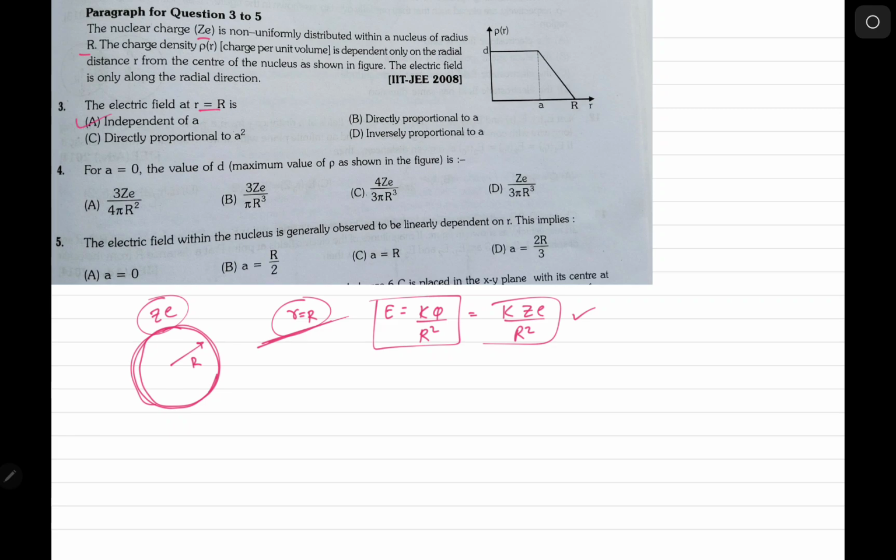Second is, for A equal to 0, the maximum value of rho as shown in the figure. So for that we need to find the value of rho, the maximum value of rho as shown in the figure. So for A equal to 0, we'll write the equation of density. You can see here there's a straight line. So we need to write the equation of density here, and then we'll integrate from 0 to R. The A value is 0 here.